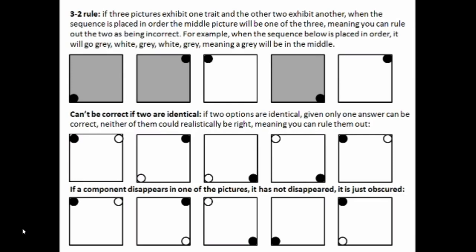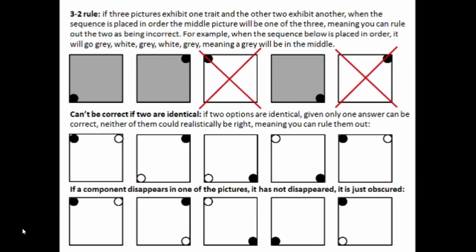It just says that if out of the 5 pictures, 3 have one trait, and the other 2 pictures have another trait, you could rule out the 2 options. So in other words, in this example below, 3 of the options have a grey background and 2 have a white background. So you could rule out the 2 with the white background in this case. And the reason is that if you put this pattern in order, it would have to go grey background, white, grey, grey to make sense.